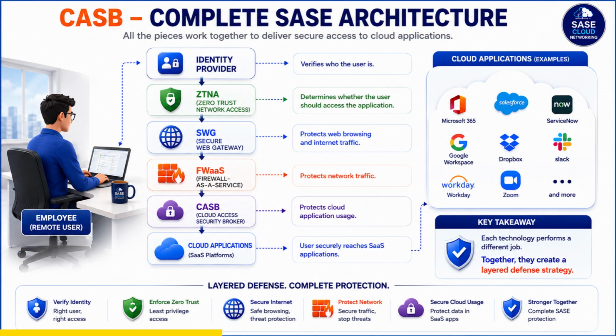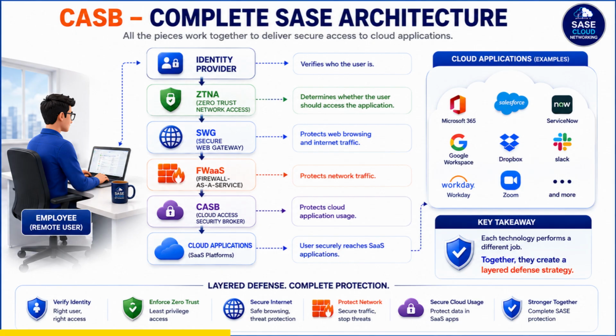Now let's bring everything together. Imagine an employee working remotely. Employee. Identity provider. ZTNA. SWG. Firewall as a Service. CASB. Cloud applications. Let's understand what happens.